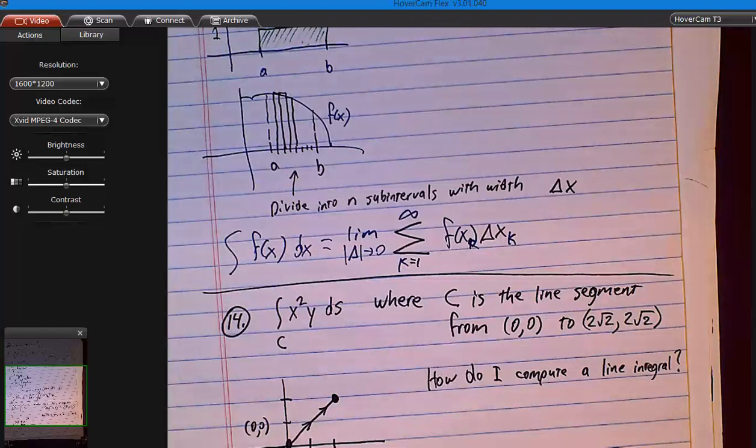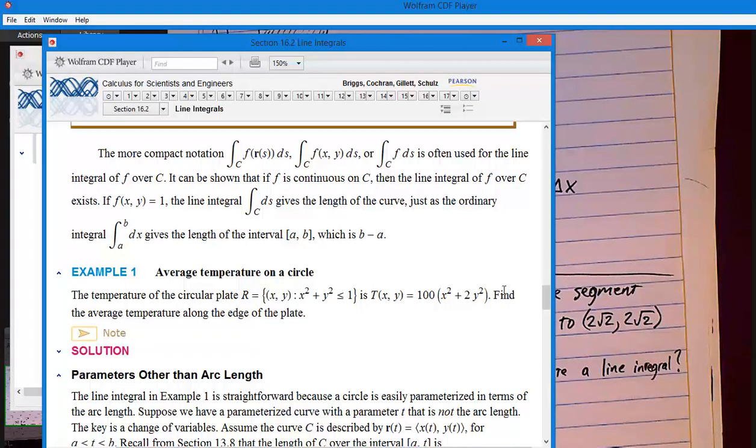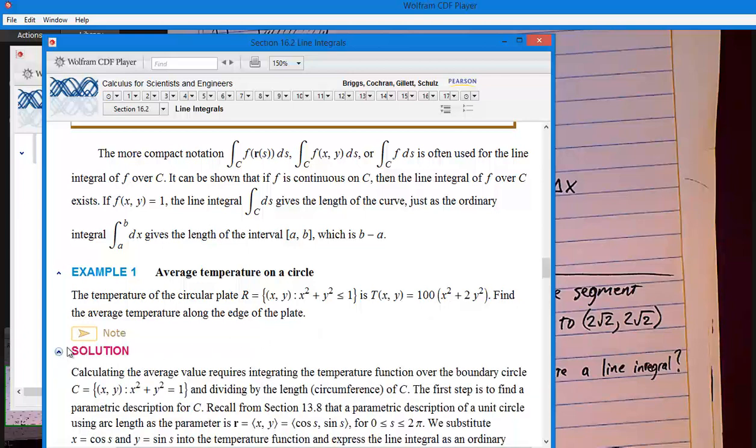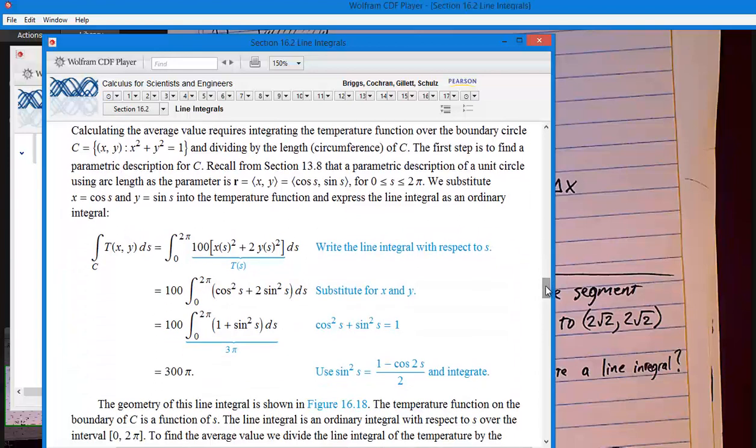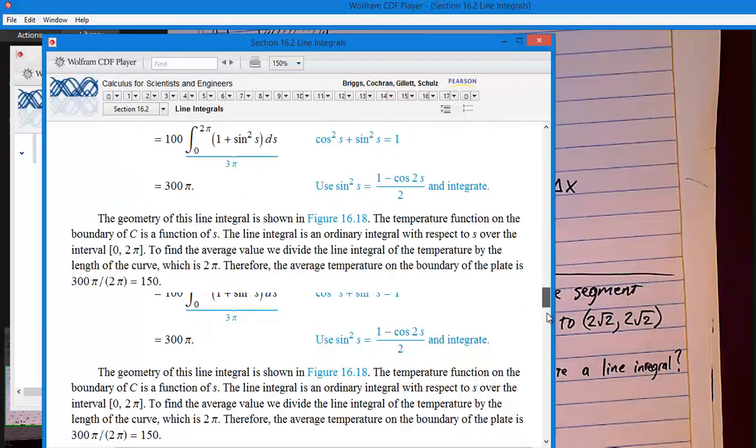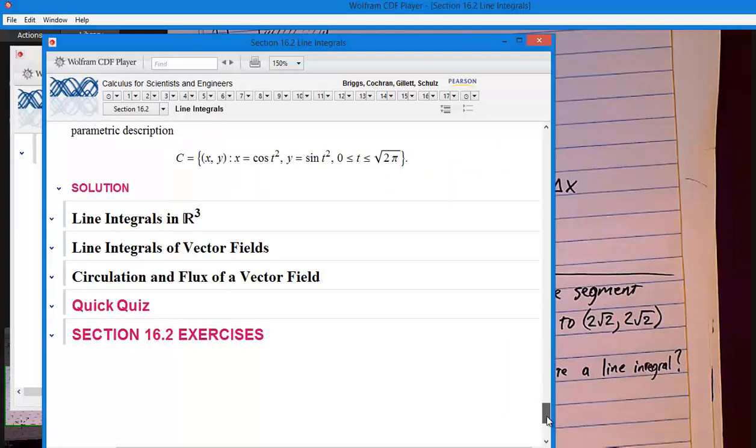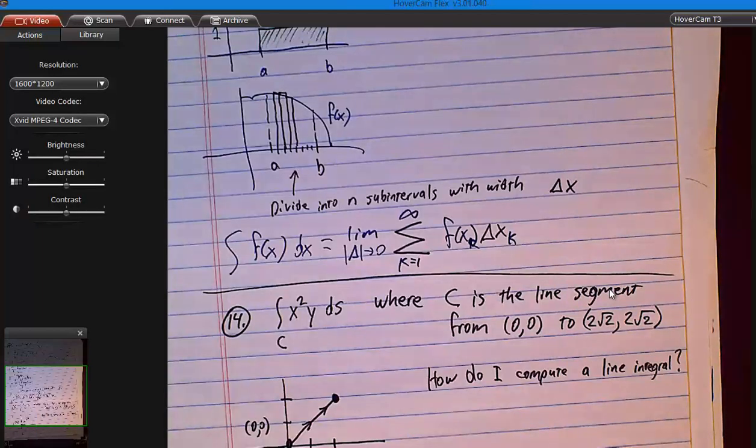So if we go back to the example for a minute, take a look at their solution for finding an average temperature. They're just saying what x equals and what y equals, and they're plugging in, and we get something really nice. But how did this work? Well, in their particular example, r was equal to cosine s, sine s. Now, what about for us? Well, for us, we're doing problem 4 from the homework, or 14.